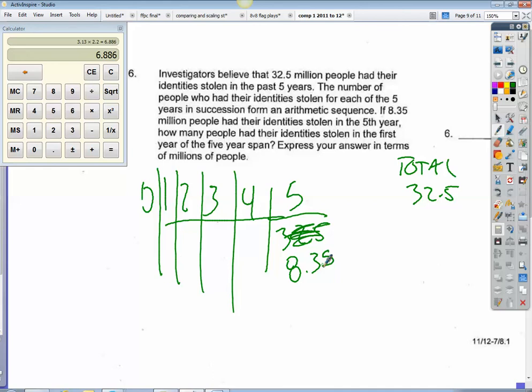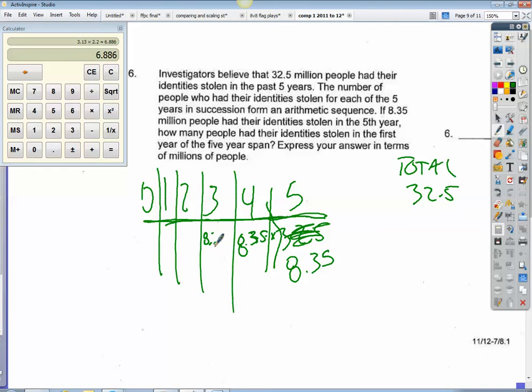So here's the thing. We have 8.35 minus x. So x is our slope. My goodness, this is driving me crazy.